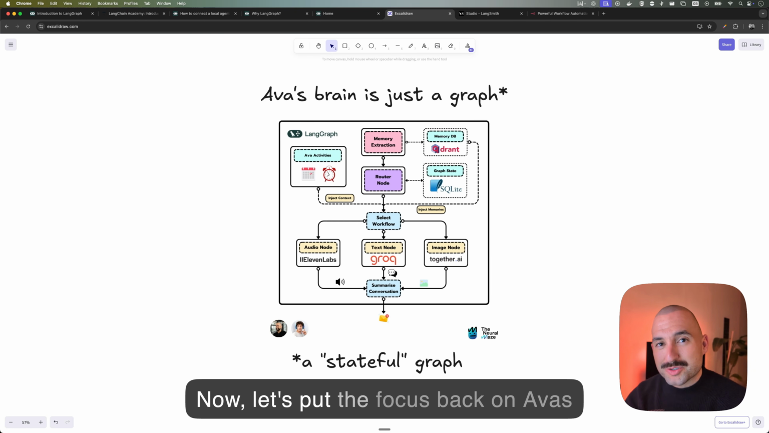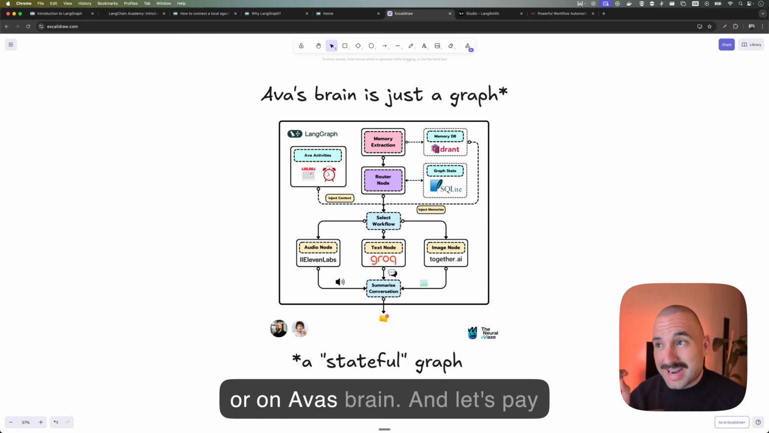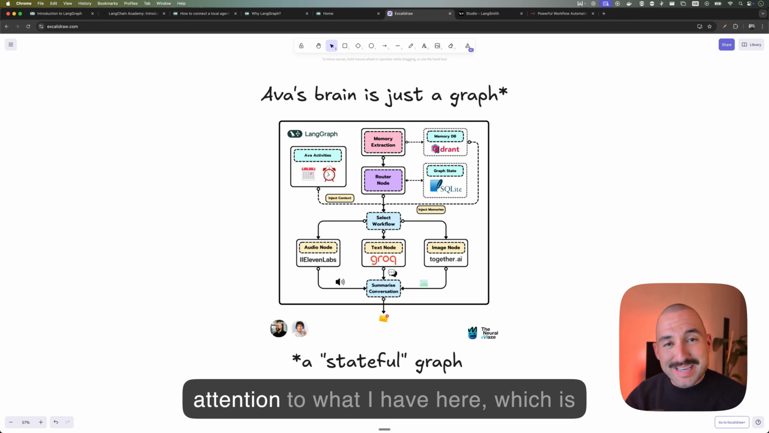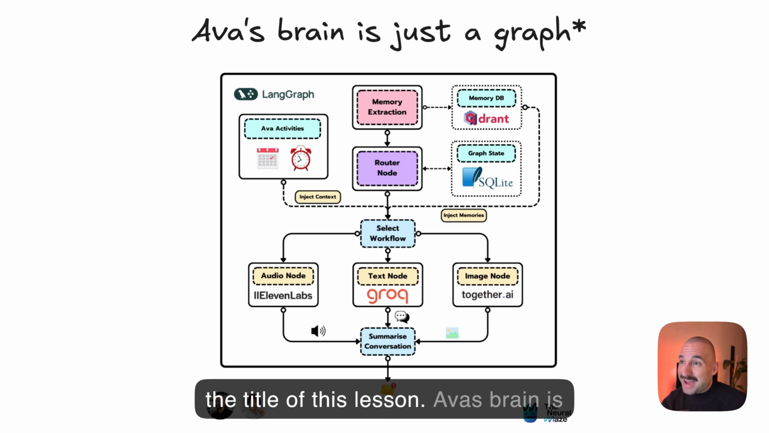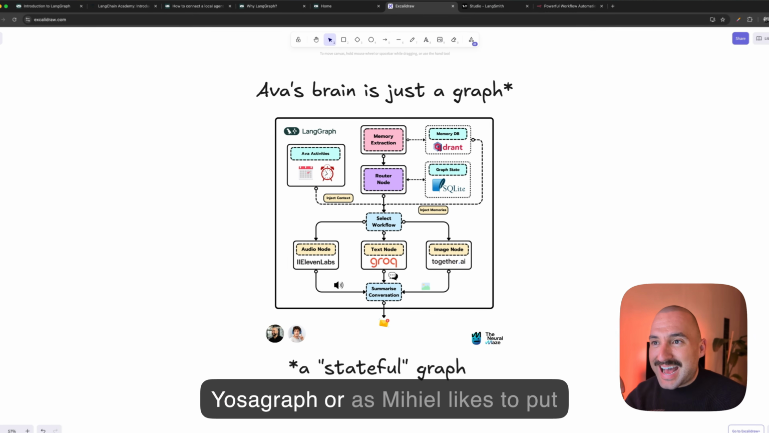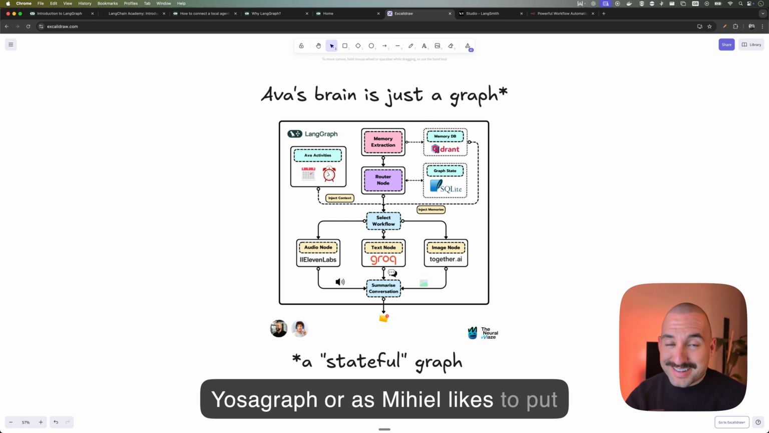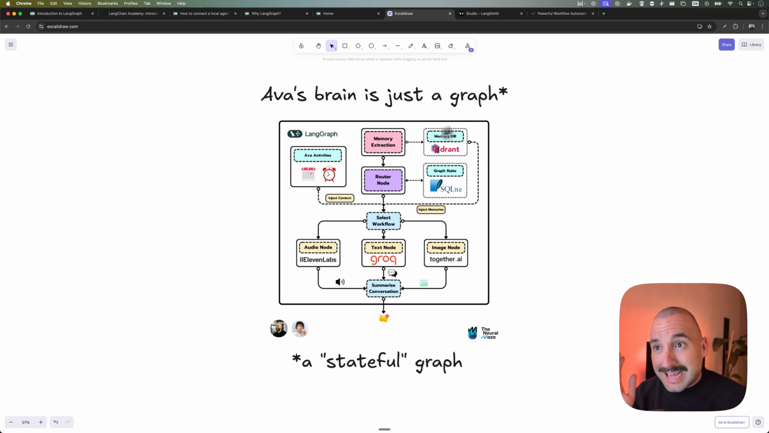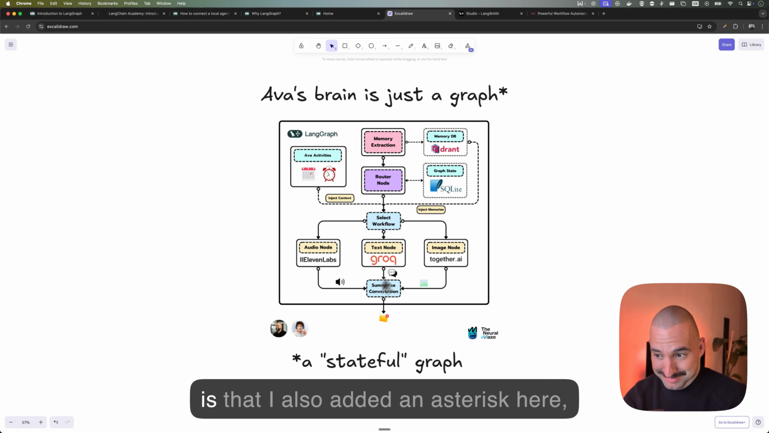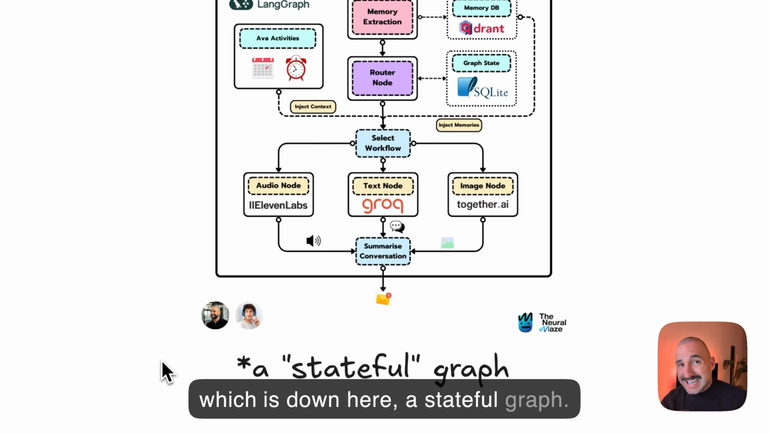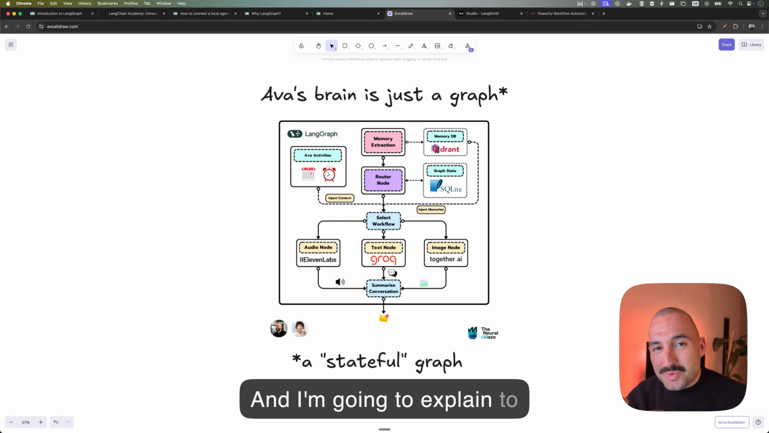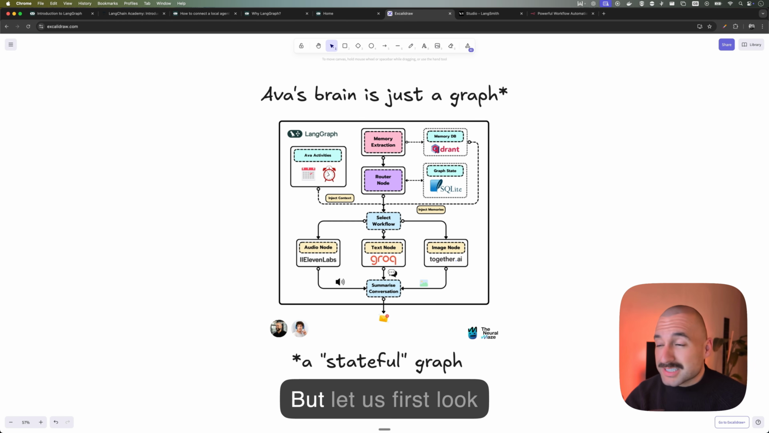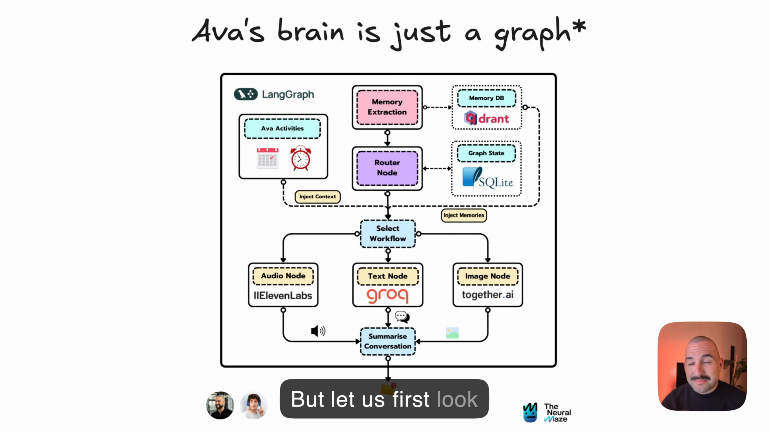Now, let's put the focus back on Ava's brain. Let's pay attention to the title of this lesson. Ava's brain is just a graph, or as Miguel likes to put it, Ava's brain is just a LangGraph. But he also added an asterisk here, down here: a stateful graph. I'm going to explain what this is in just a couple of seconds. But let us first look at this beautiful diagram that Miguel has prepared.